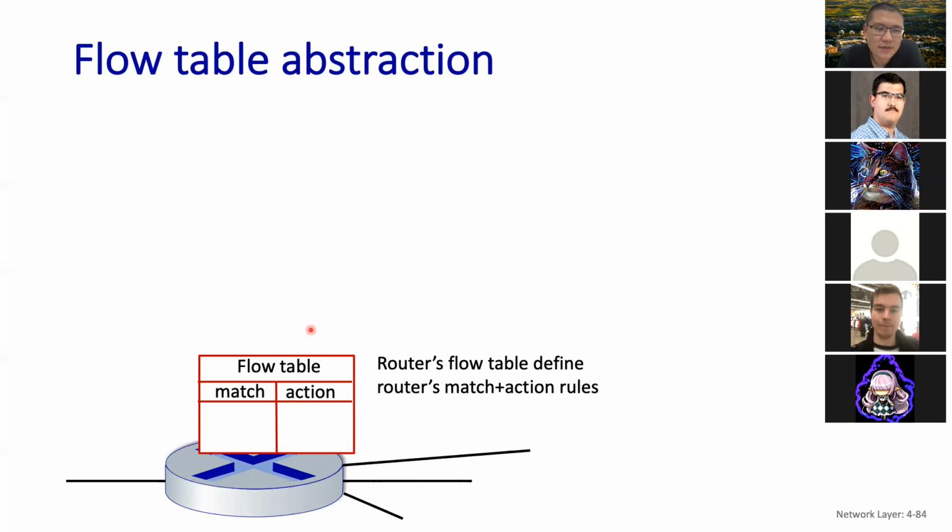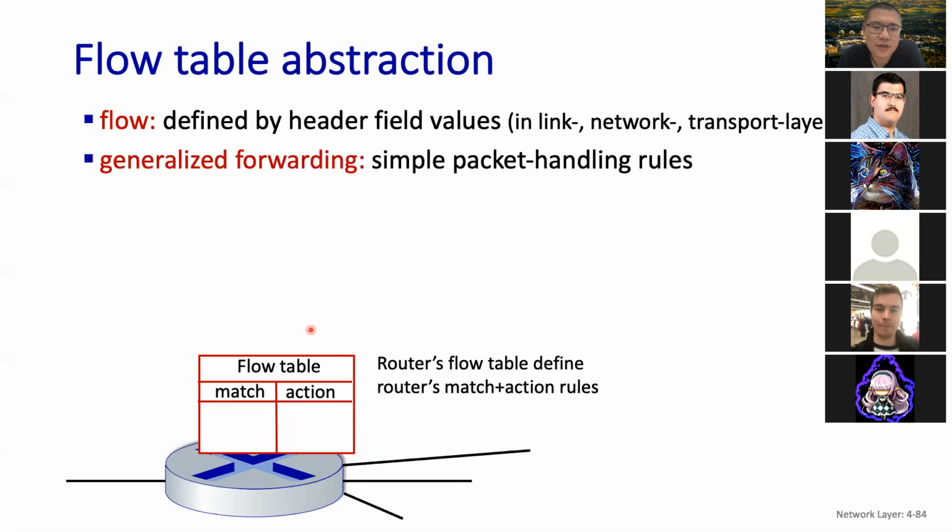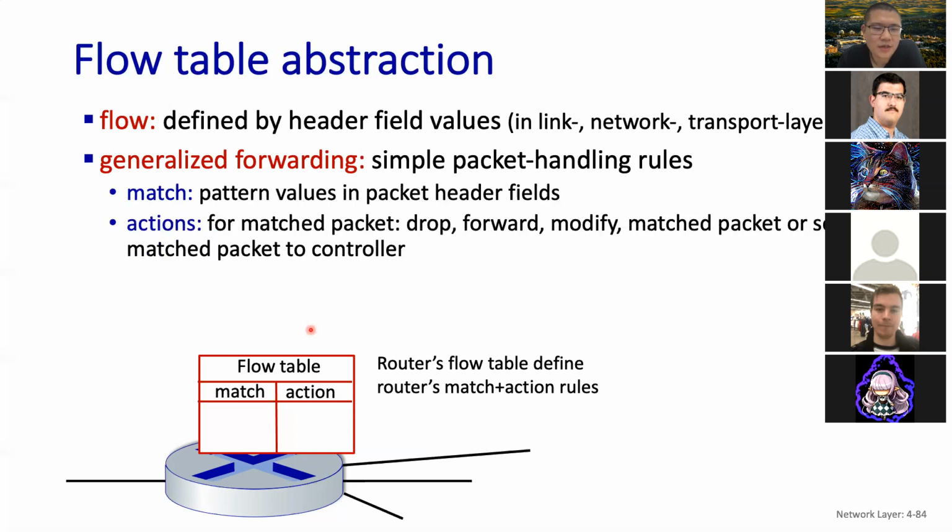First, let's see the flow table abstraction. The flow is defined by header field values. For example, here are the in link, out link, network layer and transport layer fields, which relate to the header field values. And we have some actions here. As I mentioned, the abstraction is match and action. Match is pattern values in the packet header fields.